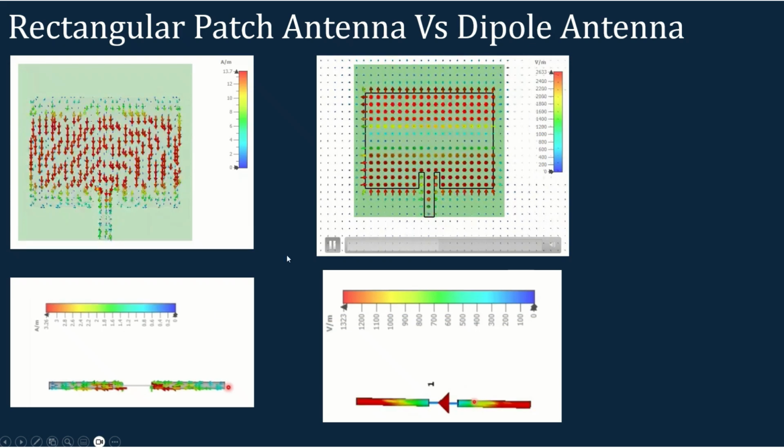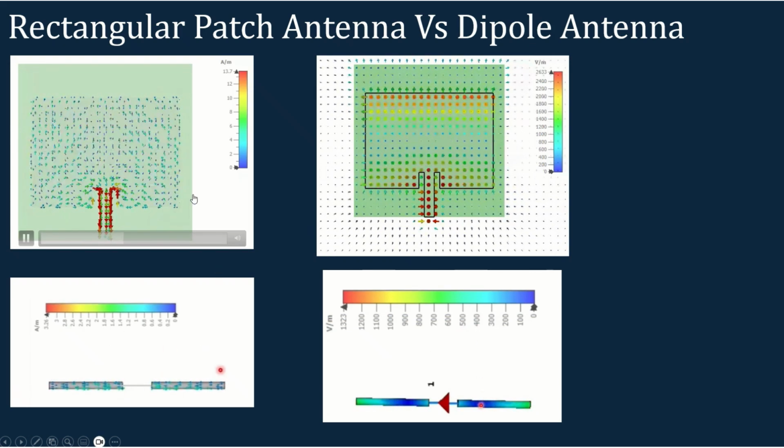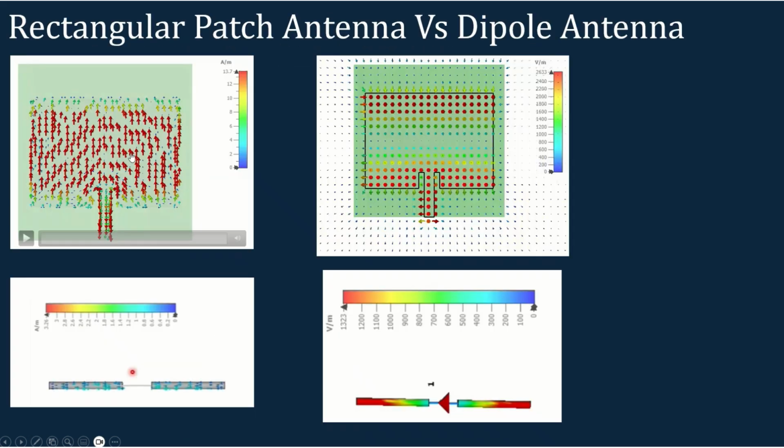Let's compare the current and voltage distribution on the patch antenna and the dipole antenna. These are the current distributions. Here you can see that current is concentrated mainly at the midpoint. Here also you can see that current is concentrated mainly at the midpoint, and at the edges the current is minimum. So this is similar to the dipole antenna. If you consider the electric field, you can see that the electric field is mainly at the ends, similar to the dipole antenna.